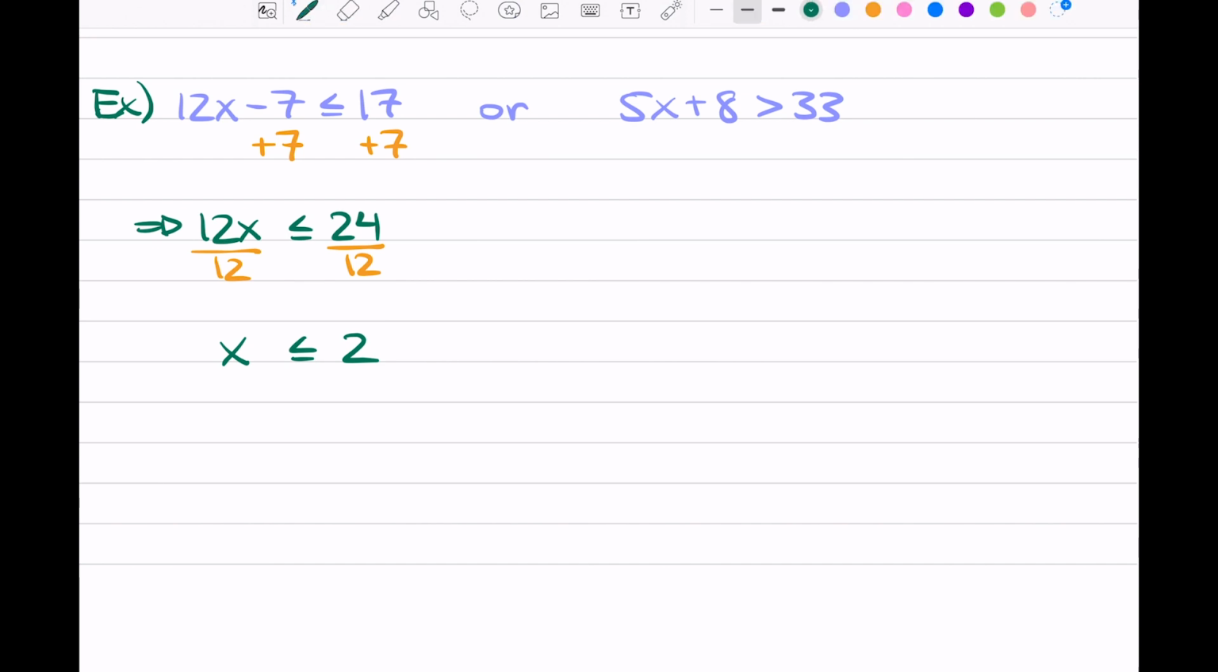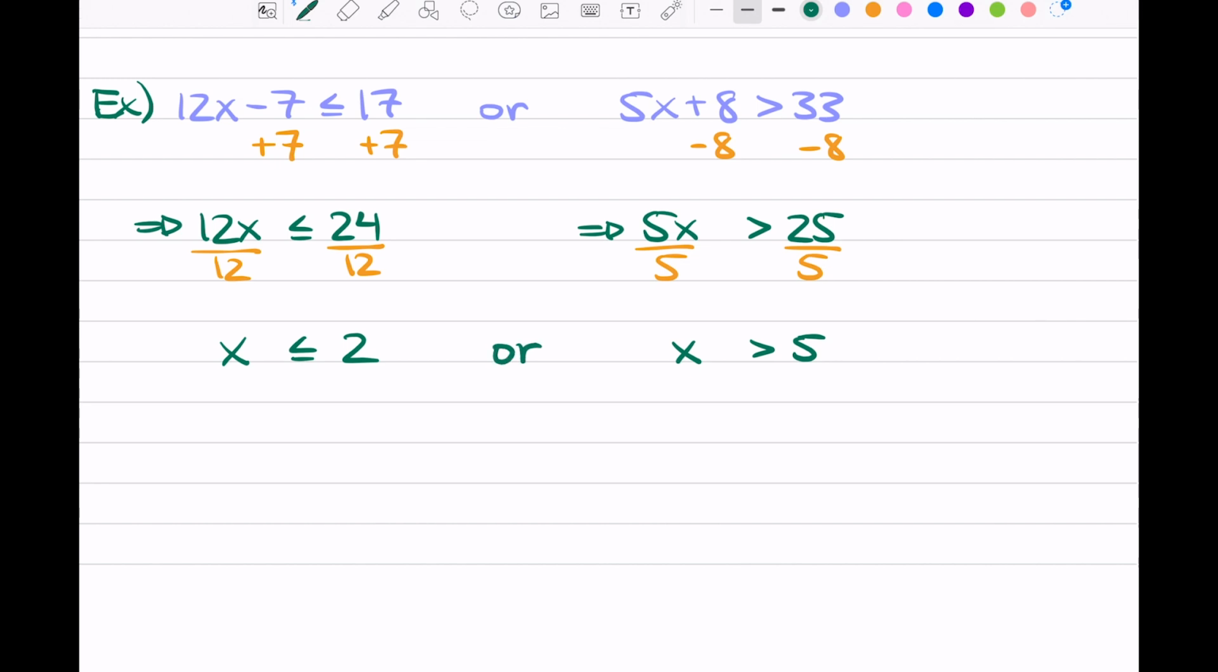You're the detective, and that's how much you figured out so far, but we have a second half. So let's take a look at the right side. We have 5x plus 8 is greater than 33. Let's get closer to getting x by itself. We get rid of that 8 on both sides to maintain the inequality. Leaves us with 5x is greater than 33 minus 8 is 25. Now we can divide by 5 on both sides, leaving us with x is greater than 5.